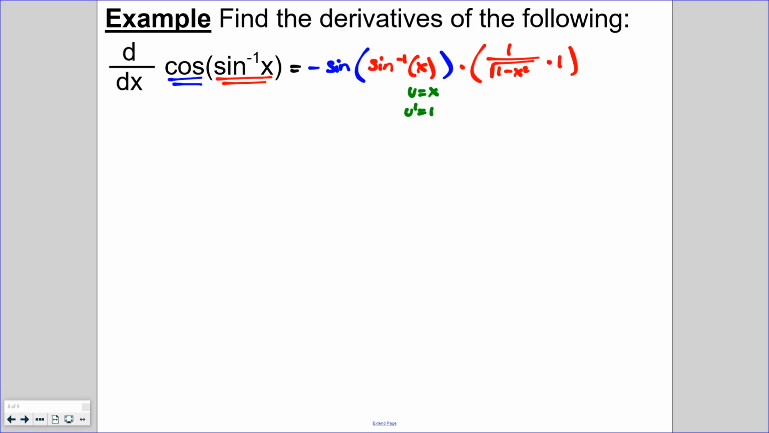All right, now it's time to simplify this down. And wouldn't you know it, we have sine of inverse sine. We know that those two items are going to cancel out, which is just going to leave us with negative x times 1 over the square root of 1 minus x squared. And again, we know that 1 times anything just becomes itself. Then we can continue to simplify by multiplying the x to the top. That gives us a final derivative of negative x over the square root of 1 minus x squared.